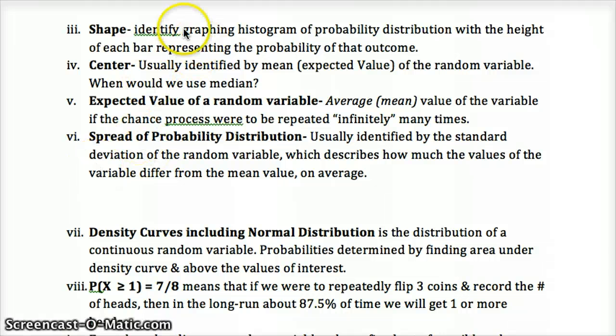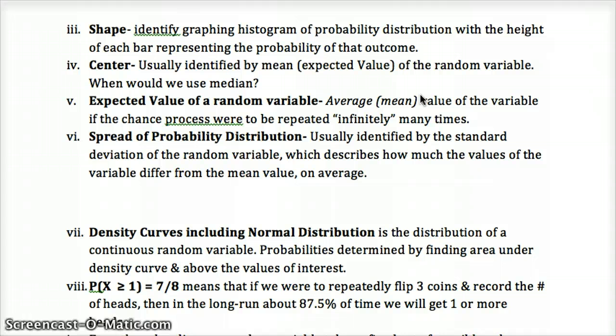Shape is identifying the graph of the histogram of the probability distribution, with the height of each bar representing the probability. So we're just graphing the histogram and looking at the overall shape. Is it skewed left? Is it skewed right? Is it a bell curve? Is it unimodal? Is it uniform? Where are the peaks?